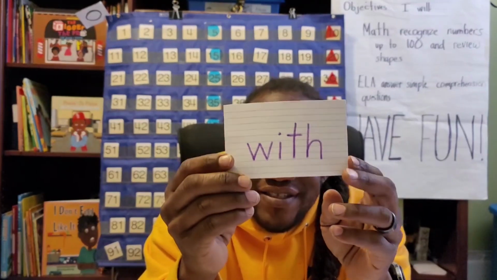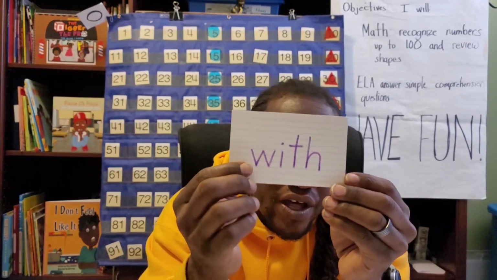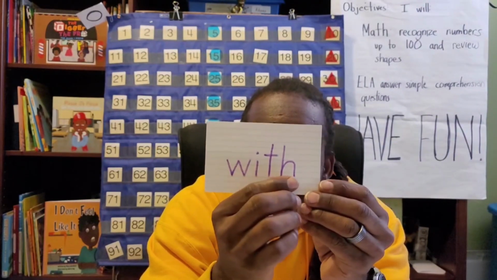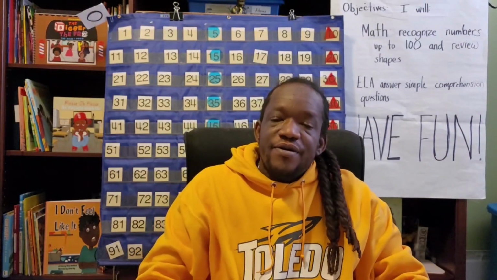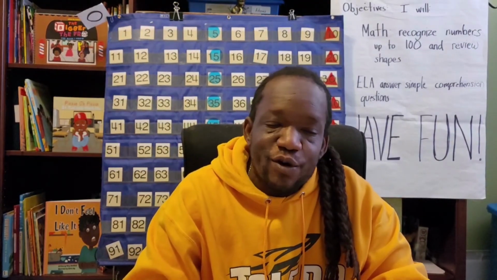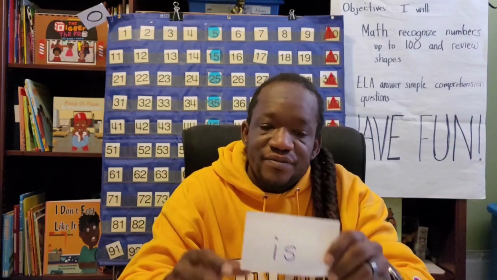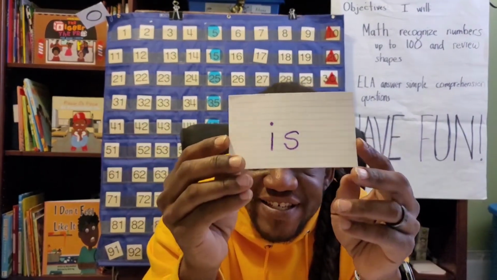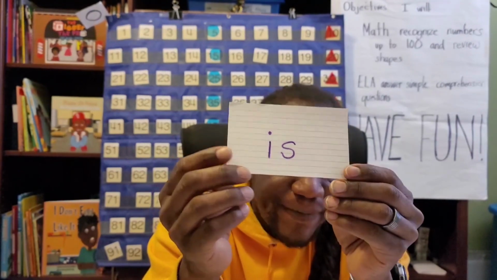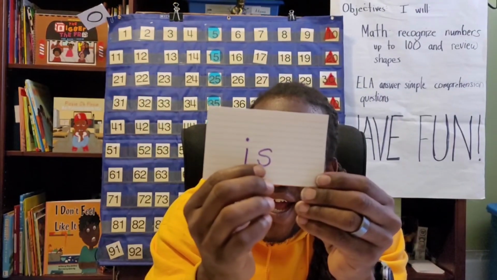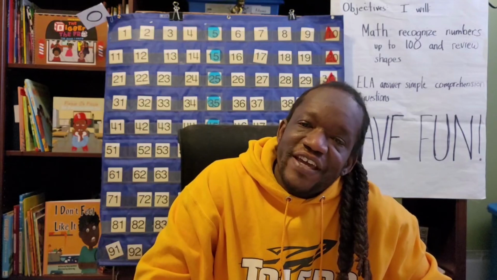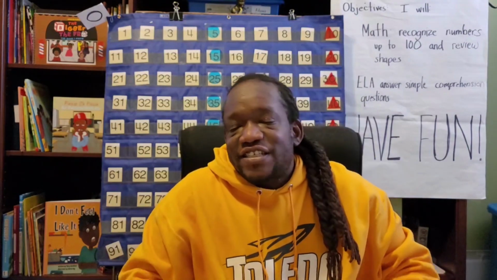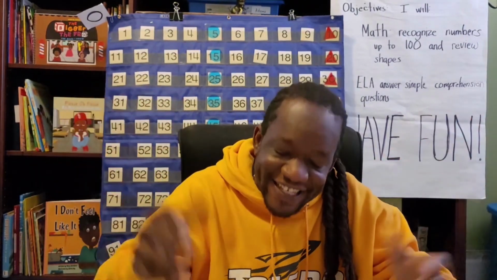And what word is this? With. Let's spell with. W-I-T-H. With. I am with my friends who are watching me on Room 9. And what word is this? Is. Let's spell is. I-S. Is. This is the best thing I've ever done. This is my most favorite thing, is to teach.